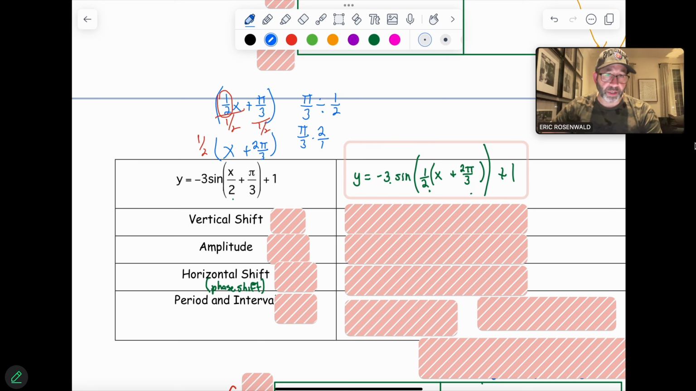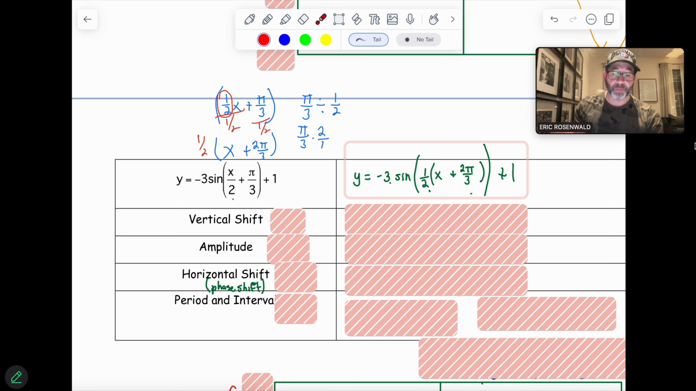So now this is the correct form here. We've got that -3 sine 1/2 x plus 2 pi over 3, and then plus 1. We've got everything in this problem. Let's turn it up and let's do it. We're going to eat this up and leave no crumbs.